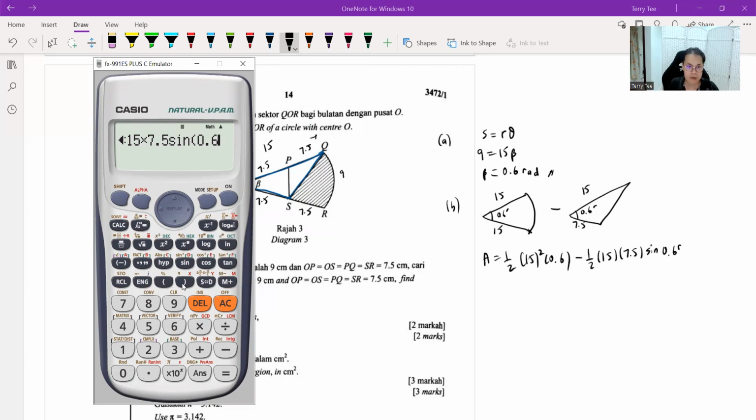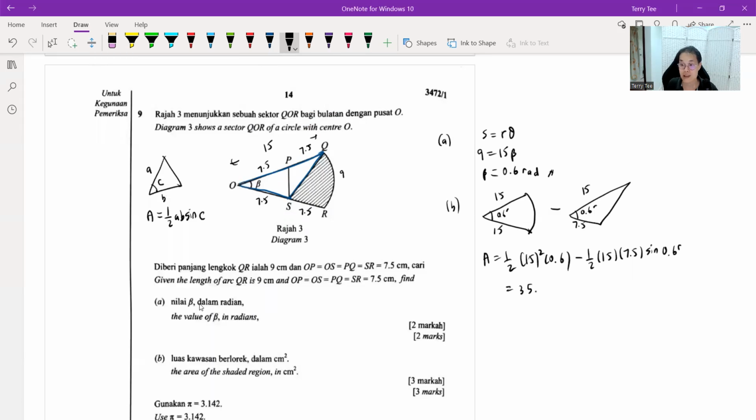Now be careful, you've got to use your calculator in radian mode. Now you can see a D here. D stands for degree. I just changed my calculator to radian mode, so you get sine 0.6 radian instead of 0.6 degree. If you forgot to change your mode, then your answer might be a bit different or a lot different. So this is 35.74. Your answer is 35.74 cm square.